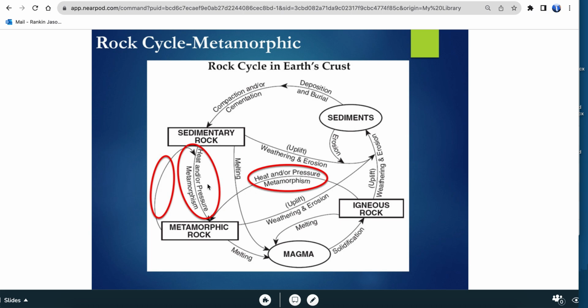All right, so here we got the heat and/or pressure. That's the same thing happening here. So all three rocks can be metamorphic. The key thing is that it cannot melt. If it melts, that's dealing with molten rock magma and becoming igneous if they melt.